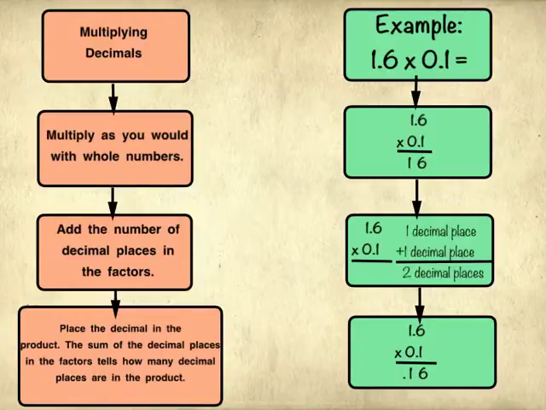And you can go back and check by using estimation. 1.6 rounds to about 2, times 0.1 rounds to 0. So 2 times 0 is about 0. And here I have 16 hundredths, and if you think about it as money, that would be 16 cents or 16 pennies, which is close to 0.